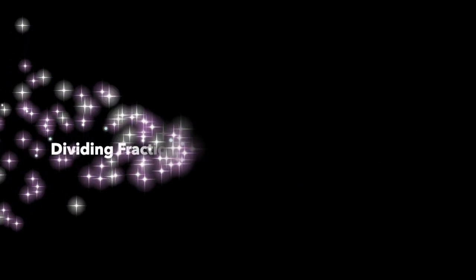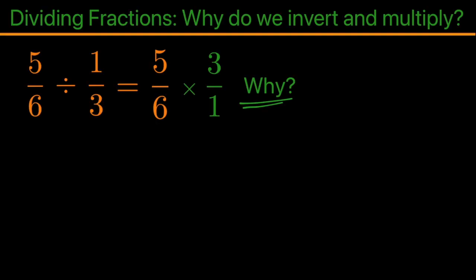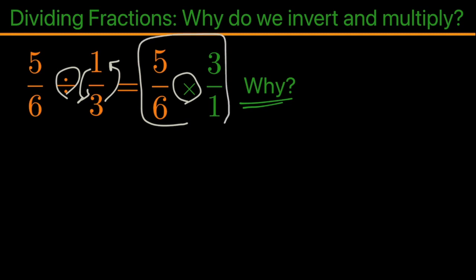In this video, I'll be going over why we invert and multiply when we divide fractions. I've often been asked this question, so I've decided to make a video on it. As you can see from the example below, 5/6 divided by 1/3. When we divide, we would flip the denominator and the numerator, and then we would change the sign of division to multiplication. So the final equation would become 5/6 times 3 over 1. So the question is, why do we do that?